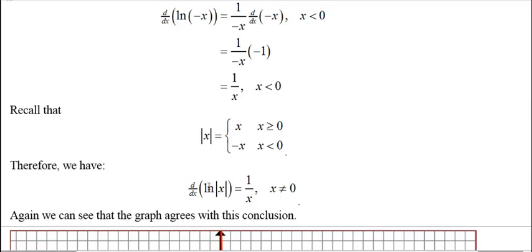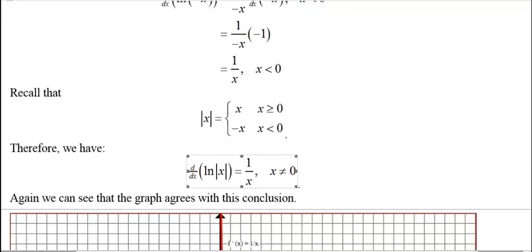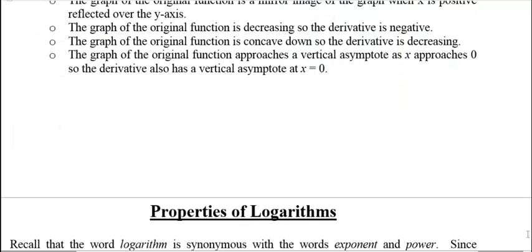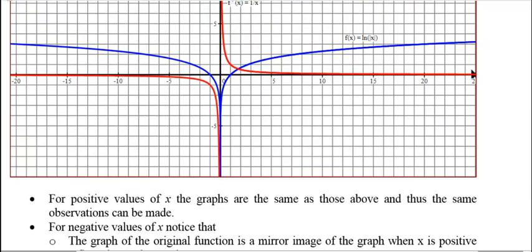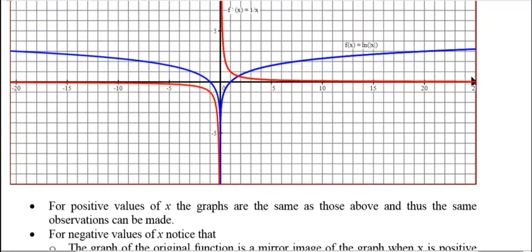So d/dx of ln of the absolute value of x equals 1 over x, and both the original and the derivative are defined for all real numbers except 0. So this condition is kind of optional if I write it, because it's still implied by this over here. Now let's take a look at the graph again and see if this, once again, is going to make sense to us. Well, let's see, what do we have here?